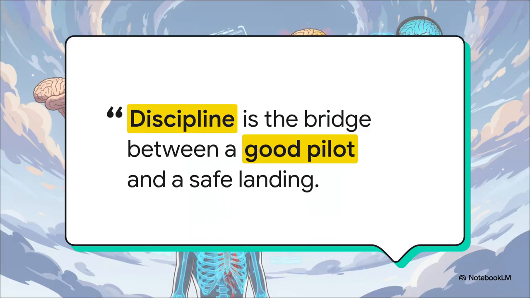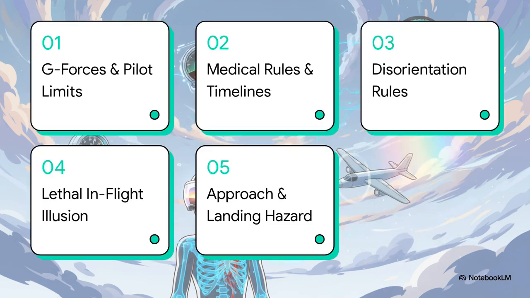Discipline is the bridge between a good pilot and a safe landing. Welcome to today's ground school session. Let's look at the boards and dive into the technicalities. For our session today, we've got a strict zero-skip policy.